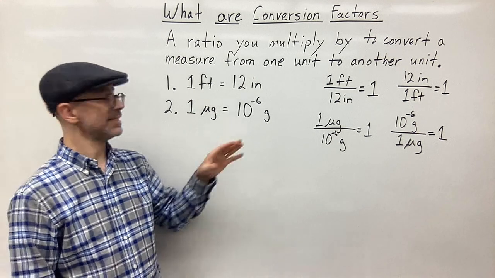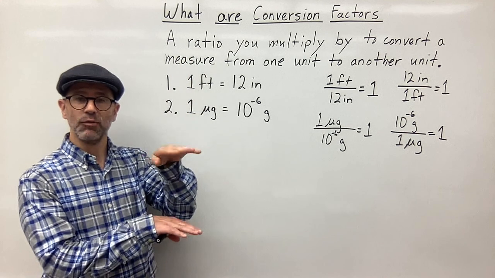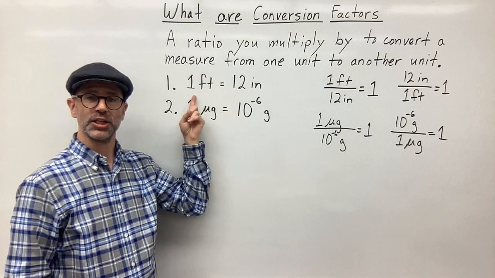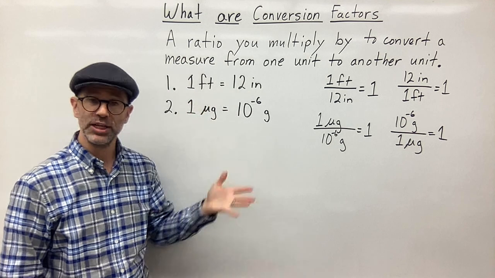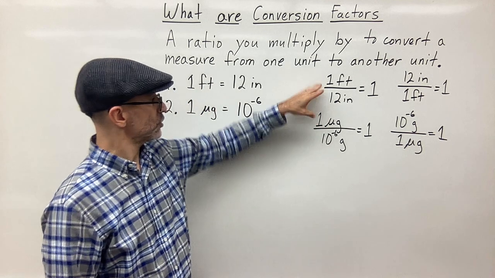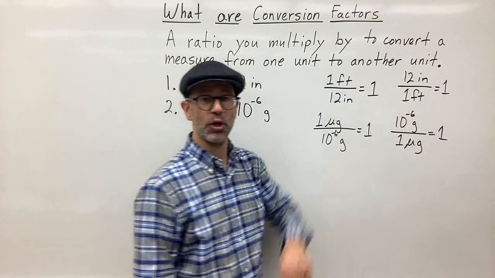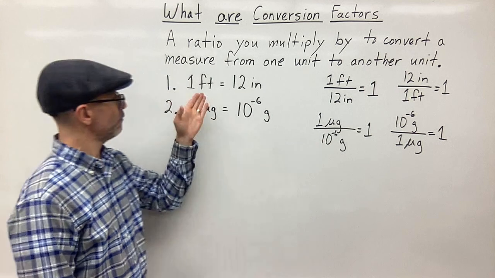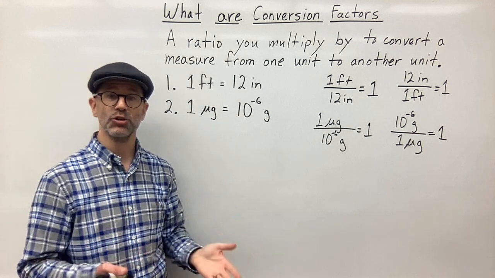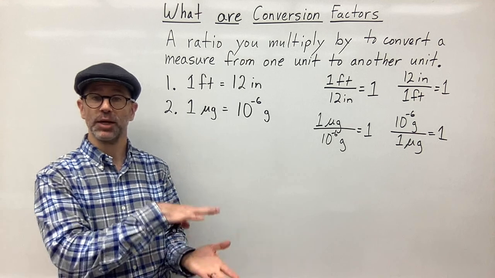And so again, what I said here is it's a ratio. Ratios are like fractions. We have one over the other. So all I'm going to do once I have my equality, my relationship, is put it in a ratio. So I can put 1 foot over 12 inches like I have here, or I can put 12 inches over 1 foot. I can flip it, right? So from every equality, you get two different conversion factors, two different ratios. One is the reciprocal of the other. One is flipped, the other is not.